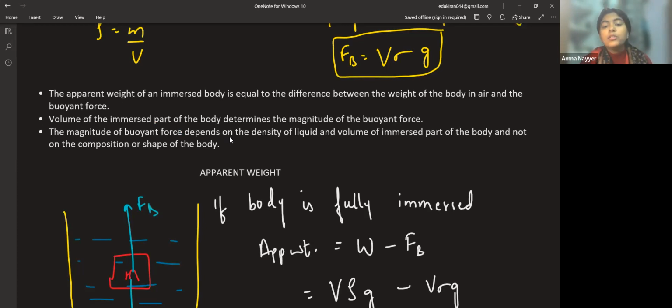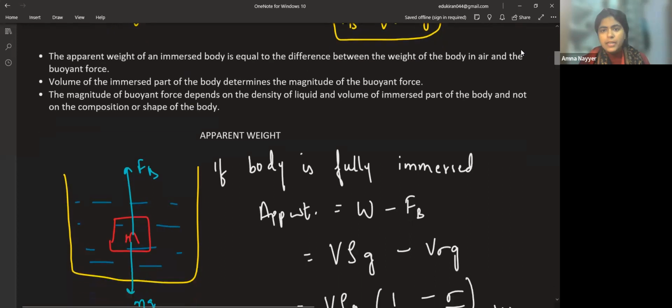Magnitude of buoyant force depends on density of the liquid, volume of the immersed part, and not the shape or composition. Okay, write it down from here, start writing, then we'll practice some questions.